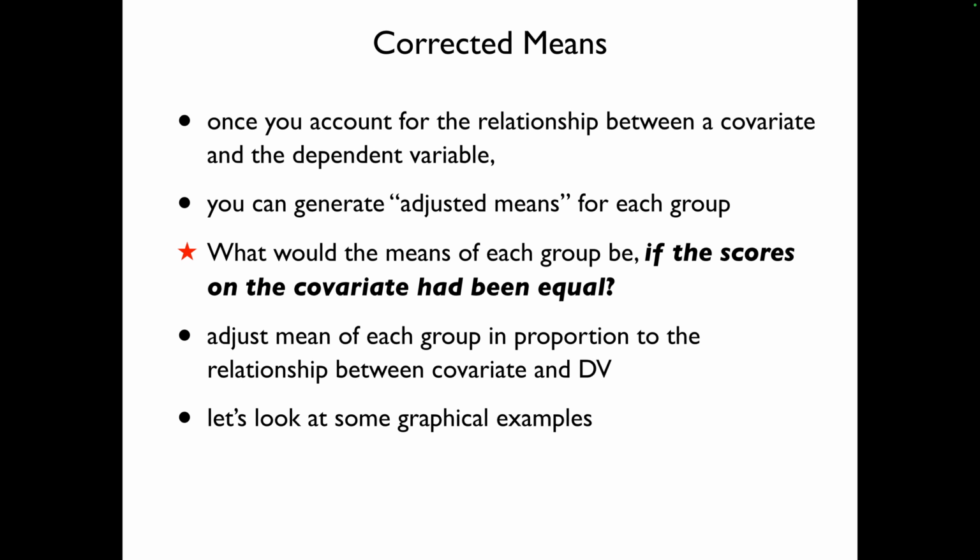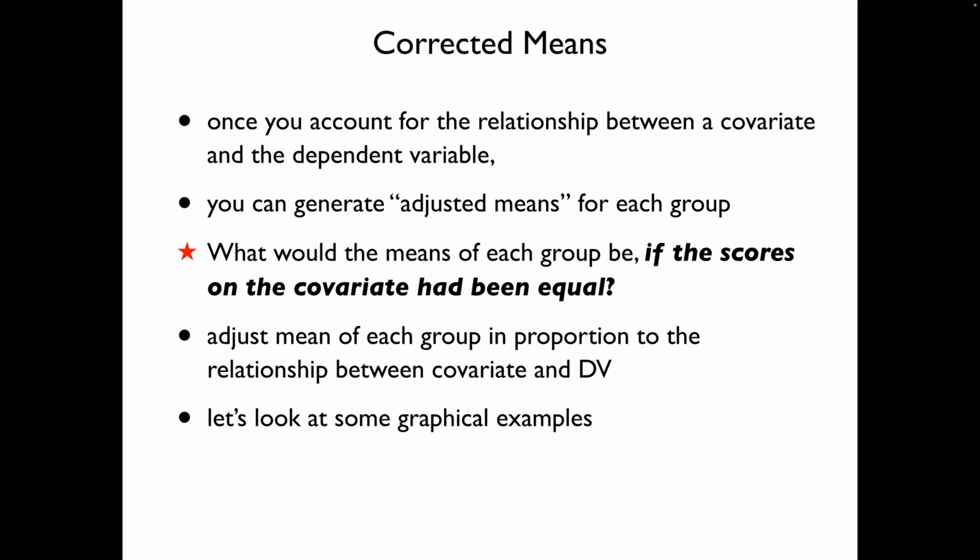So let's talk about this statistical adjustment that I've been mentioning a couple of times now. Once you account for that relationship between a covariate and the dependent variable, you can generate adjusted means for each group. That allows you to answer the question, what would the means of each group have been if the scores on the covariate had been equal across groups?